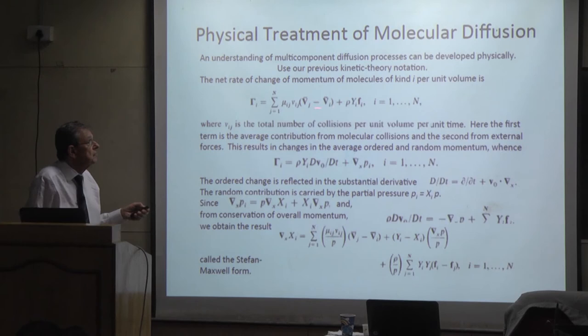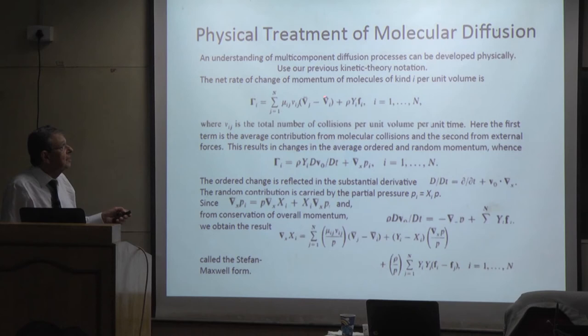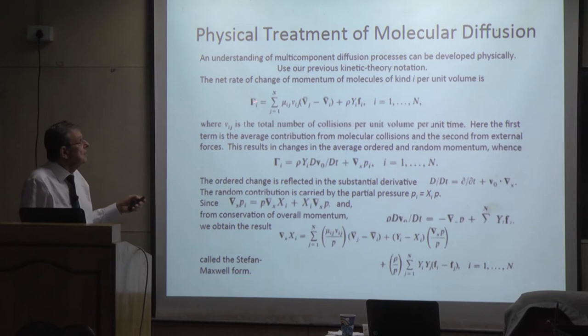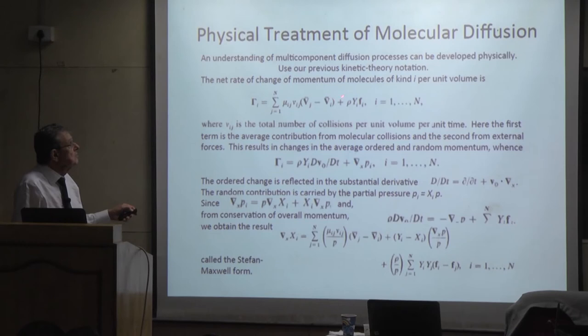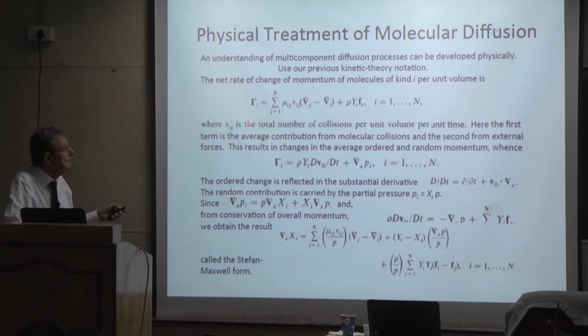And so there's no contribution from molecules colliding with themselves, but molecules colliding with other molecules will lead to a change in momentum of molecules of kind I per unit volume per unit time. It depends on the reduced mass of the colliding molecules, mu ij, and the collision frequency, the number of collisions per unit volume per unit time. And so there are these two force contributions to the momentum change of a molecule.